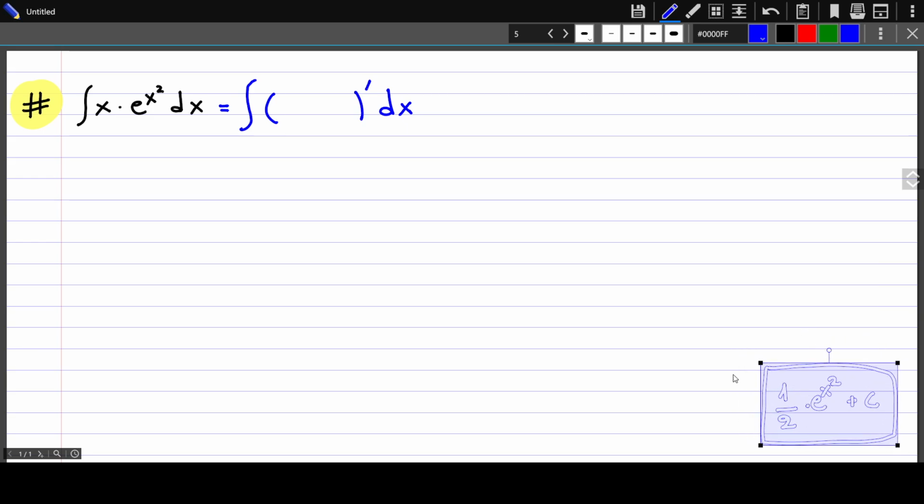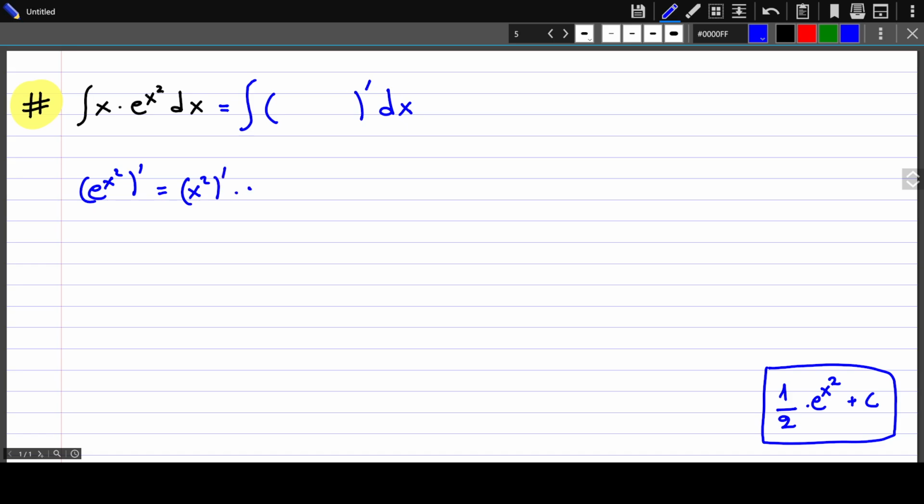Let me put this down here. So let's think, what is needed in here to fill this derivative? Any ideas? Well, the part that bothers us the most is this one. Let's find the derivative of e to the x squared. Isn't this the x squared derivative times e to the x squared, which is 2 times x times e to the x squared?